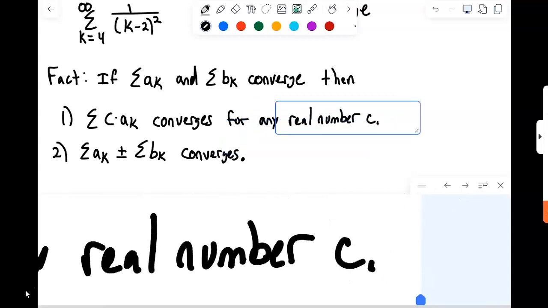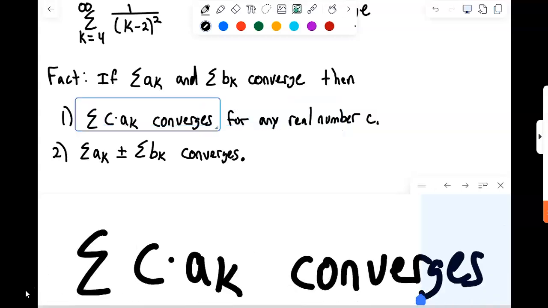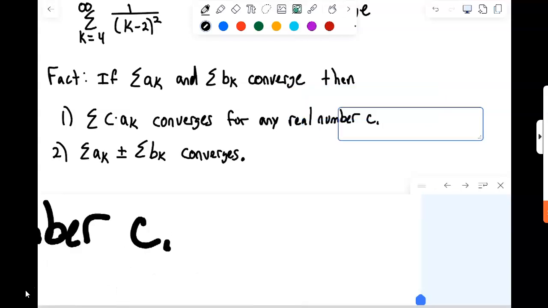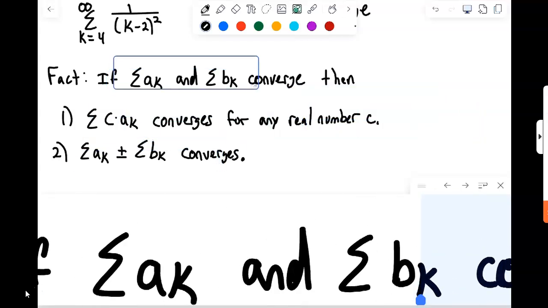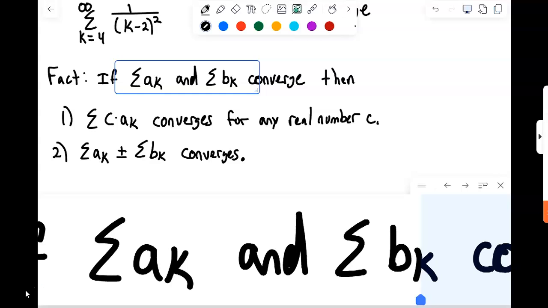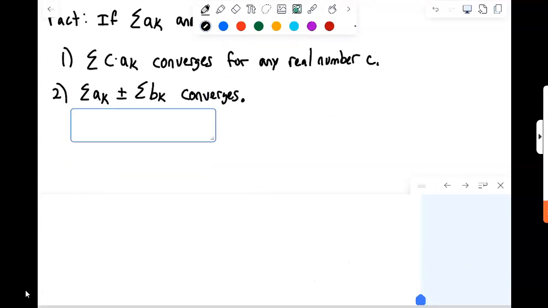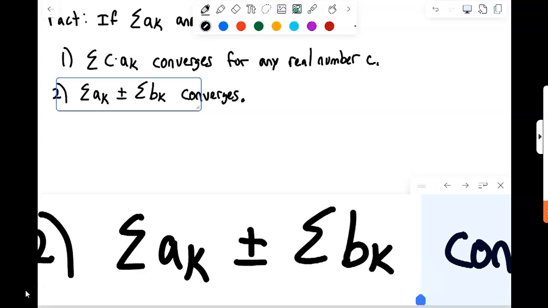In fact, if the first series converges to, say, the letter A, then this would converge to C times A. And likewise, if the two pieces both converge, then when you add or subtract those series, that will also converge. So the sum of two series converges. And we're going to use these results in our upcoming examples where we check for convergence.